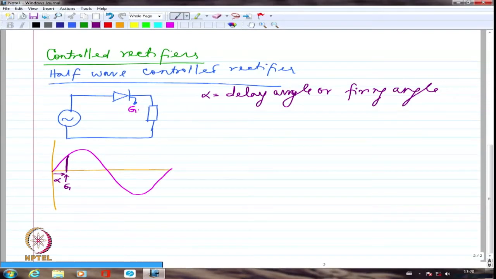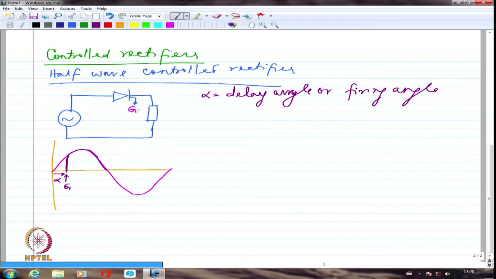But if I delay the conduction, obviously it is not going to start conducting at this point because I have not opened up the gate. So it will start conducting only from this point, and I am going to get this as the output voltage. Had it been resistive load, I would have gotten the voltage only until here, because the current would also stop exactly at that point.